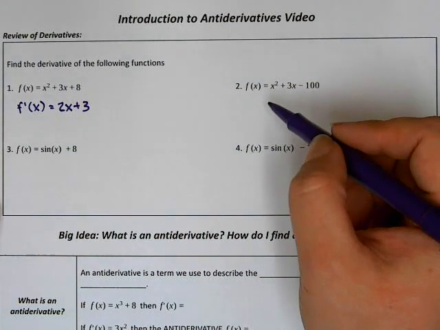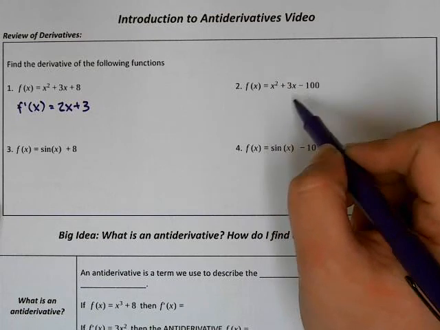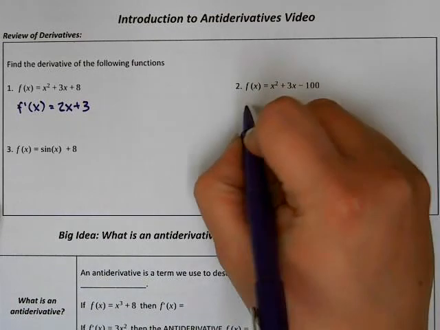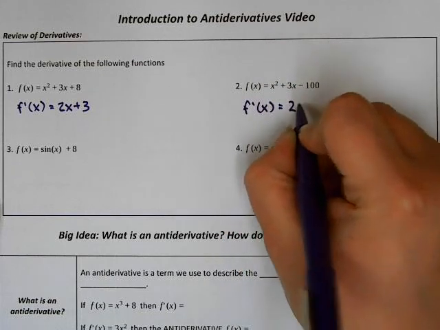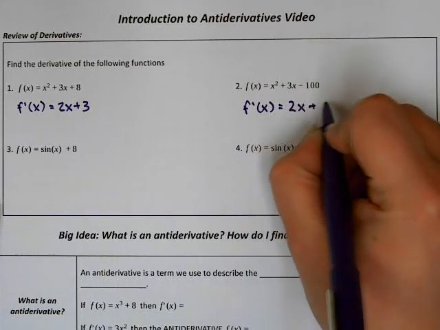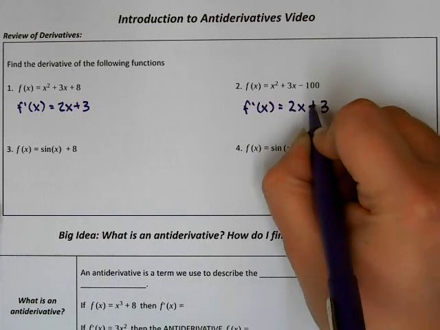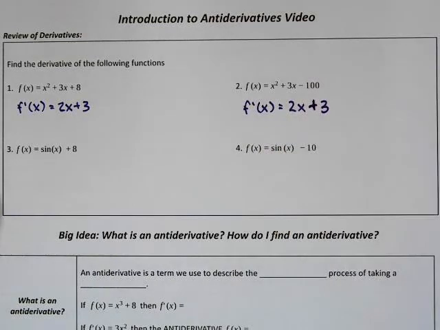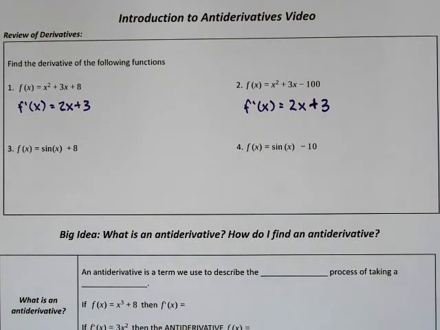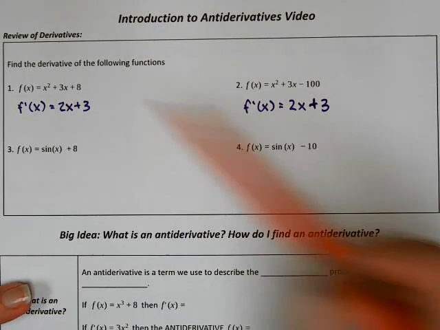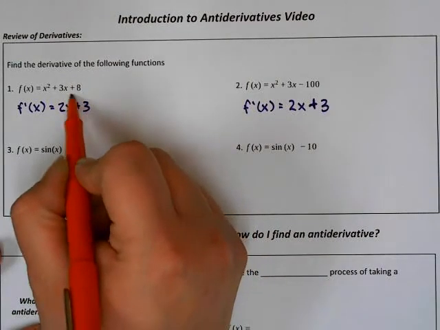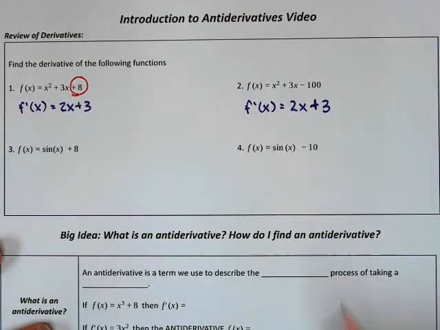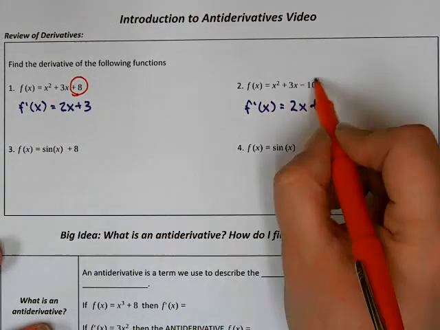Take a look at number 2. f of x is x squared plus 3x minus 100. So if I take the derivative there, I get f prime of x is equal to 2x plus 3. Well, now take a look at those two derivatives. You should be able to see right away that they're exactly the same. But if we look at the original functions, they are not exactly the same. This one was x squared plus 3x plus 8, and this one was x squared plus 3x minus 100.